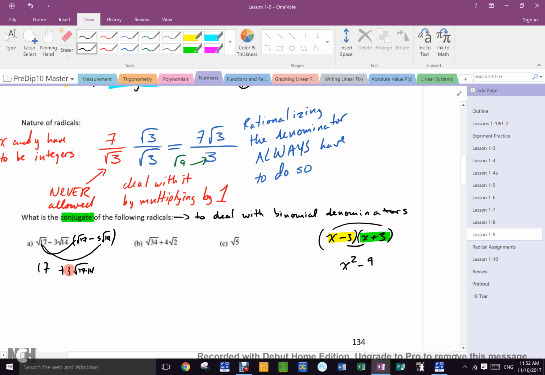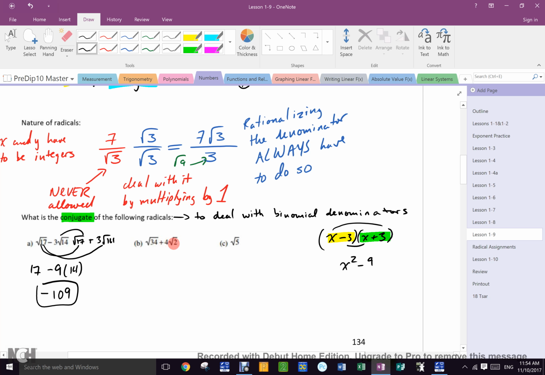And then what's the last one? What's negative 3 times positive 3? Negative 9. And what's root 14 times root 14? 14. 9 times 14 is 126, right? 17 minus 126 is negative 109. Did our radicals drop out? Everybody cool?